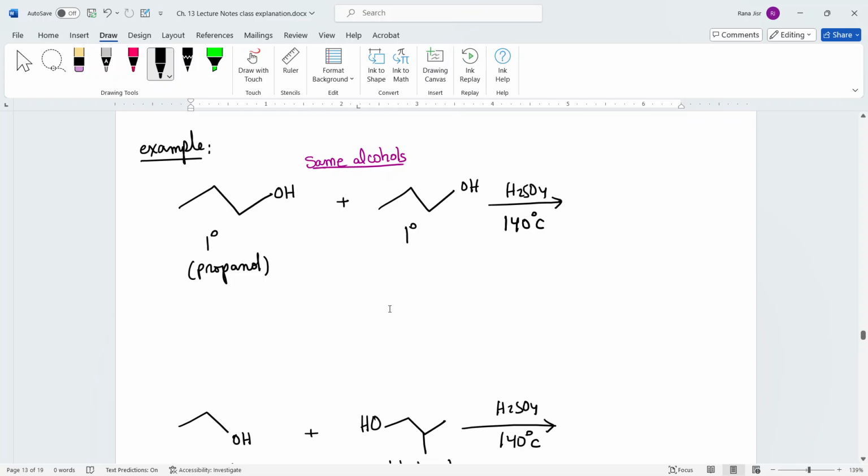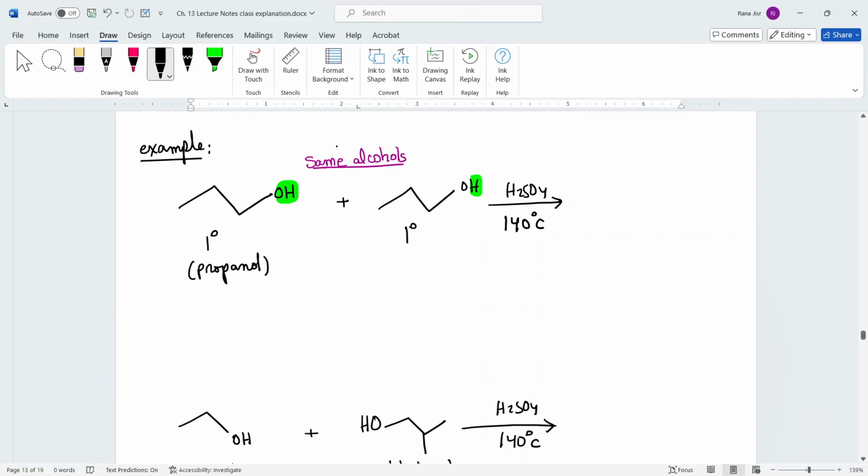However, if they are different, the speed of the reaction is going to be slower, but the reaction is going to happen. So always do it like this. The first alcohol will lose the OH, and the second alcohol will lose the hydrogen, and then combine them together.